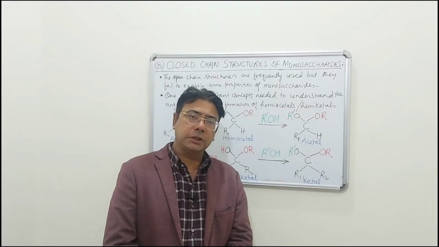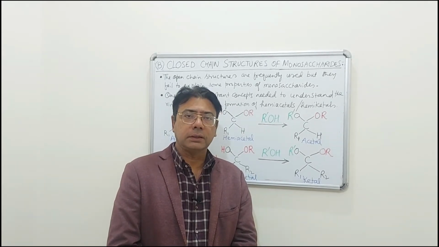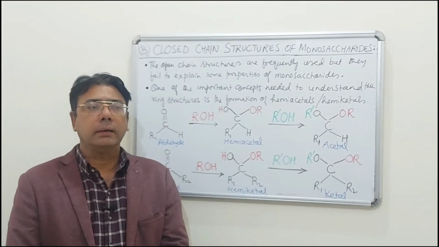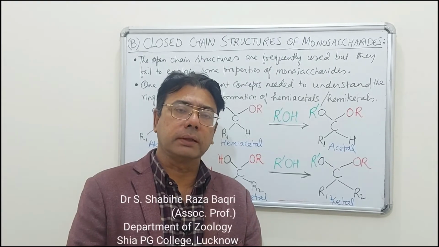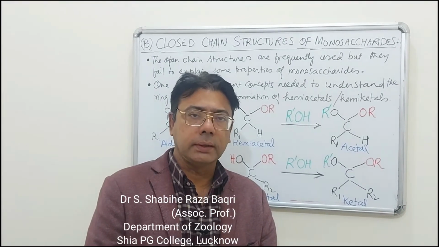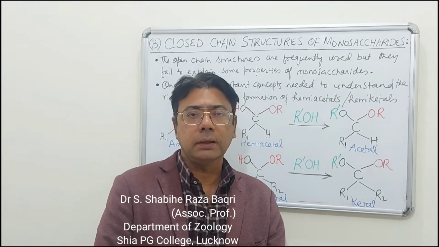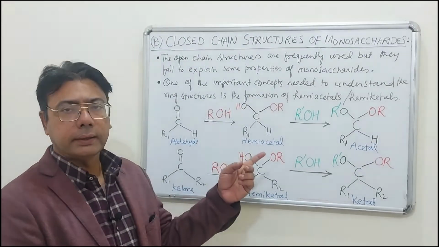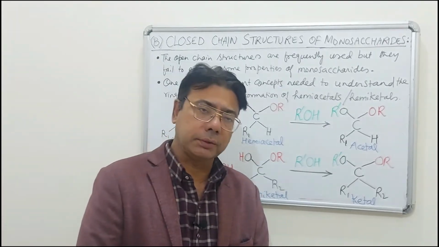After open chain structures of monosaccharides, let us see closed chain structures. Although Fischer projections that I just described are useful in explaining several properties of monosaccharides, they fail to explain certain properties. So before understanding the closed ring structure, we have to take into account this important reaction, that is called hemiacetal and hemiketal formation.